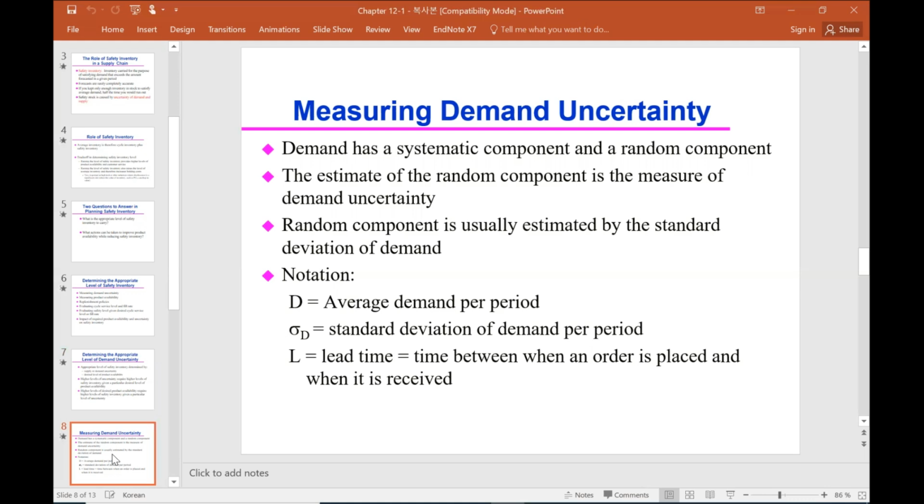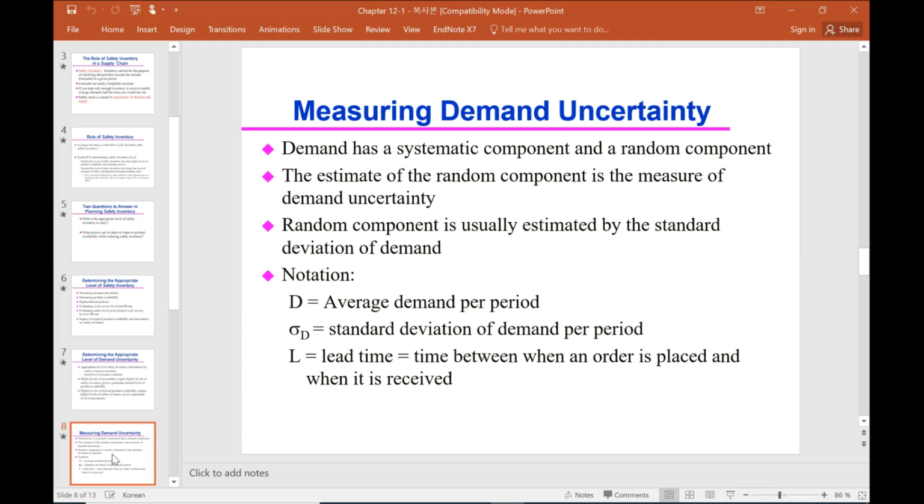The random component is usually estimated by the so-called standard deviation of demand. You might have heard about the standard deviation before in a statistics course. In fact, when we talk about safety stock, we need to apply statistics, especially the probability distribution. I will get to that point later on. Here I'm going to use some formulas to describe the nature of demand under uncertainty.